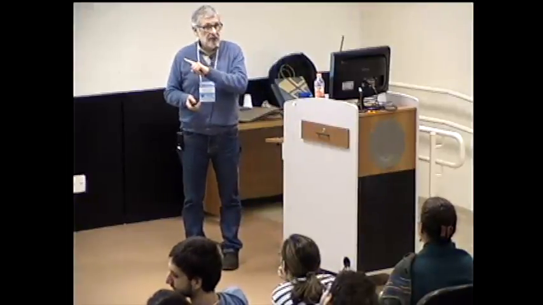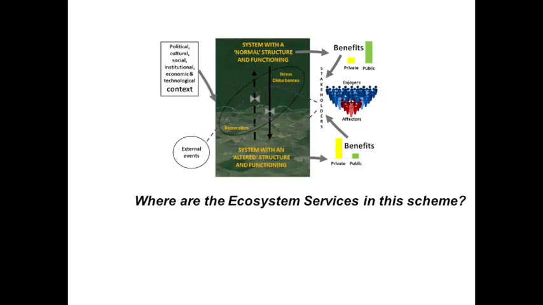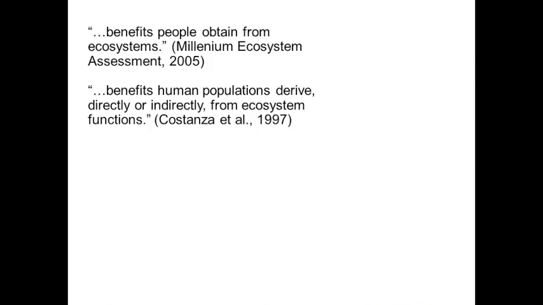Let's go back to this scheme. I'm taking advantage: I took quite a long time to make this thing with colors, but I'm using it. So where in this scheme are the ecosystem services? It actually depends on one important thing: how you define ecosystem services. When you go to the literature and look at all the books, because there are many books, papers, and even journals devoted to ecosystem services, you get basically two families of definitions. These are two examples of one of them.